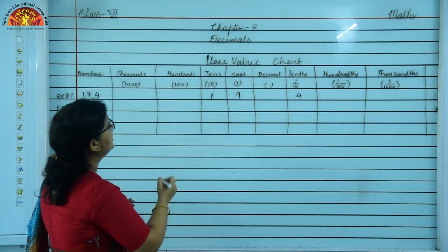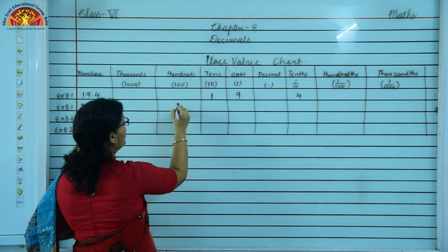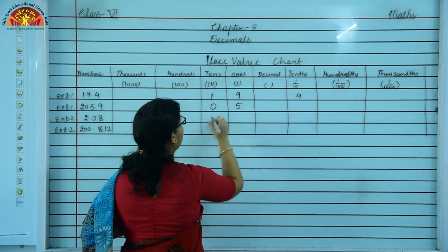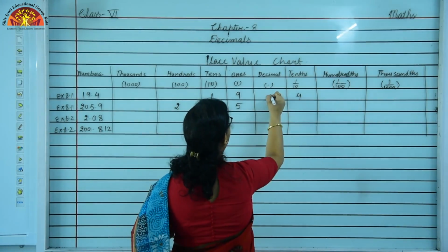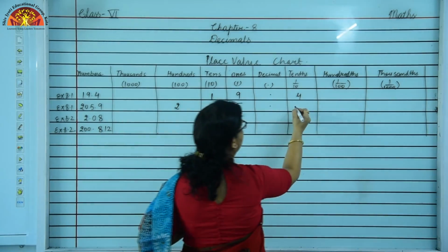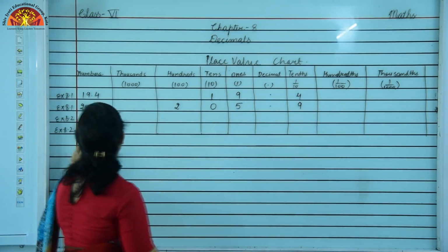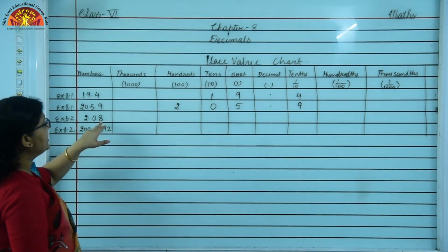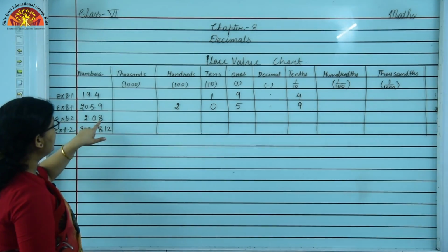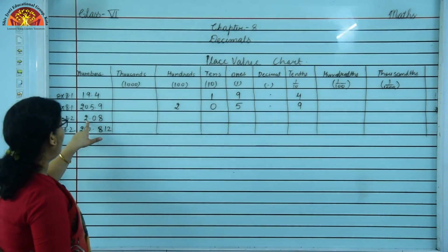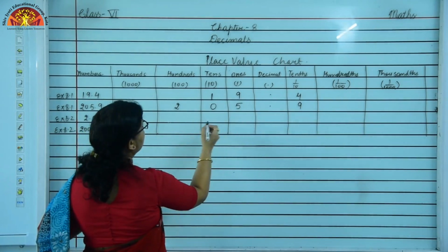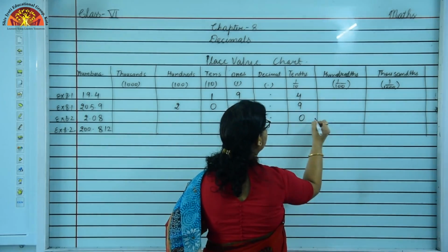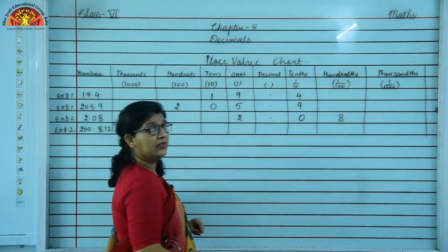Now, in the next question, 205.9, how do we write 205? So, we write 2 at the hundreds place, 0 at the tens place, 5 at the ones place, then we put the decimal, and 9 is at the tenths place. Now in the next question, 2.08. Now look here, we have 08 in the decimal part. This is the tenths place and this is the hundredths place. So how do we arrange in the place value chart? 2 at the ones place, put the decimal, 0 at the tenths place and 8 at the hundredths place.